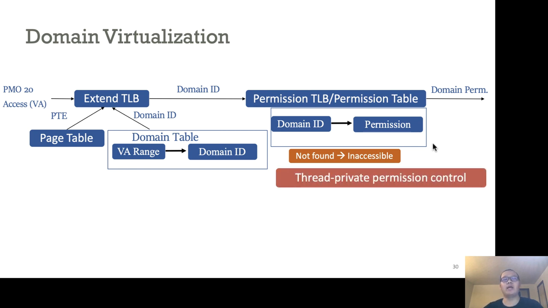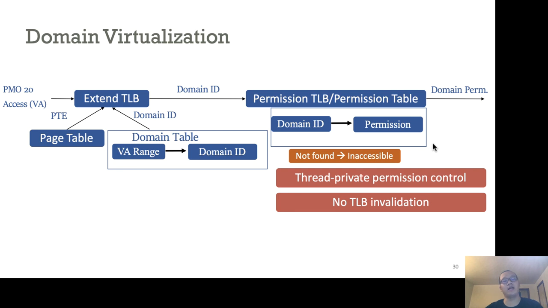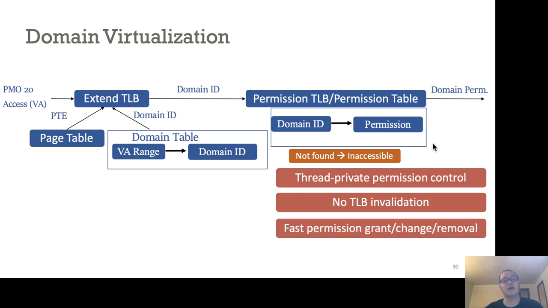In this way, we achieve real thread-private permission control, and no TLB invalidation is needed because every thread holds its own buffer, and it doesn't need to synchronize between the different threads. The permission TLB already contains the information from the domain to the permission rather than the permission itself, so it can perform a fast permission grant, change, or removal.